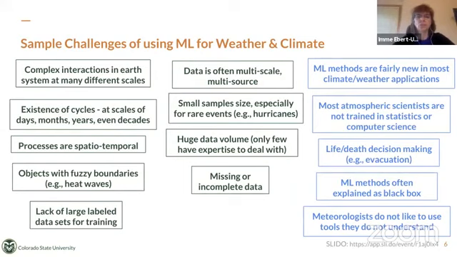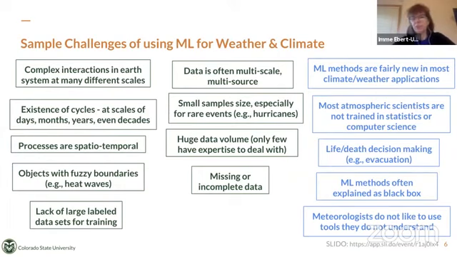So again, what are some of the challenges of using machine learning for weather and climate? On the left-hand side, you see lots of challenges that are just based on the process and the data. The Earth is a very complex system, so you have complex interactions in the Earth system at many different scales. Data is often multi-scale and multi-source. Processes are spatial temporal, and you have objects with fuzzy boundaries. So for example, if you have a classic image processing problem of finding cats and dogs, it's very easy to figure out where the cat ends and the dog starts. If you have a heat wave, it's much harder to figure out where exactly the heat wave ends.